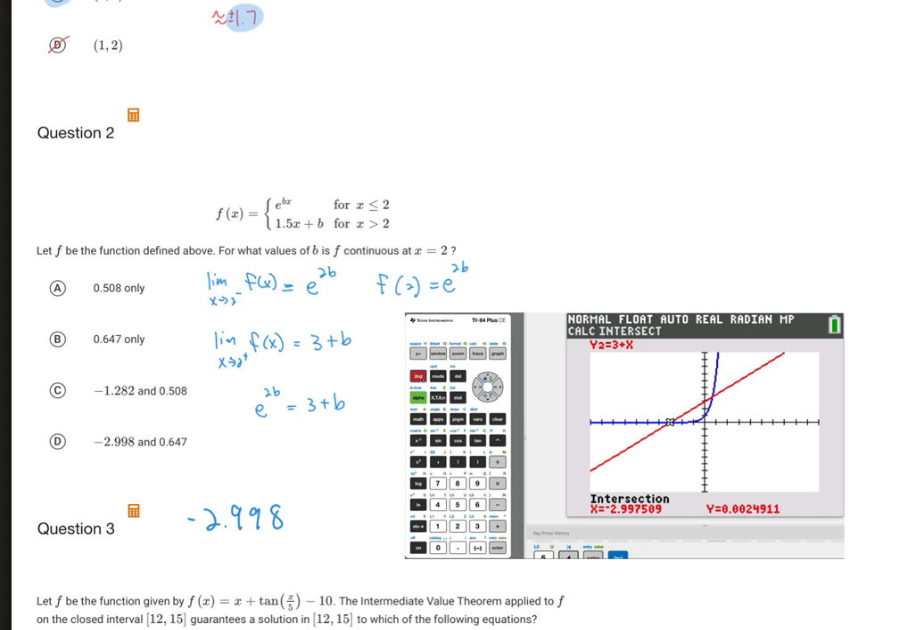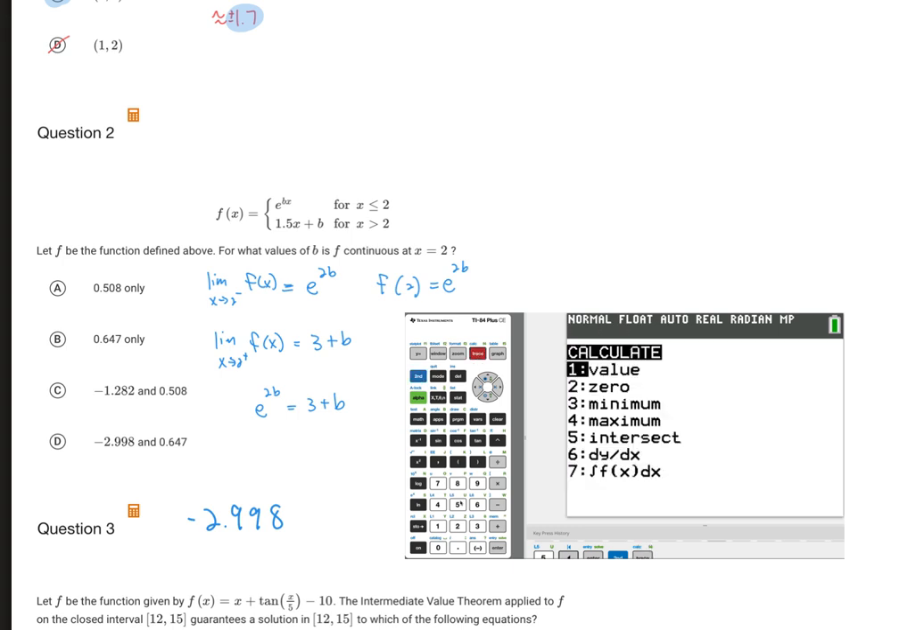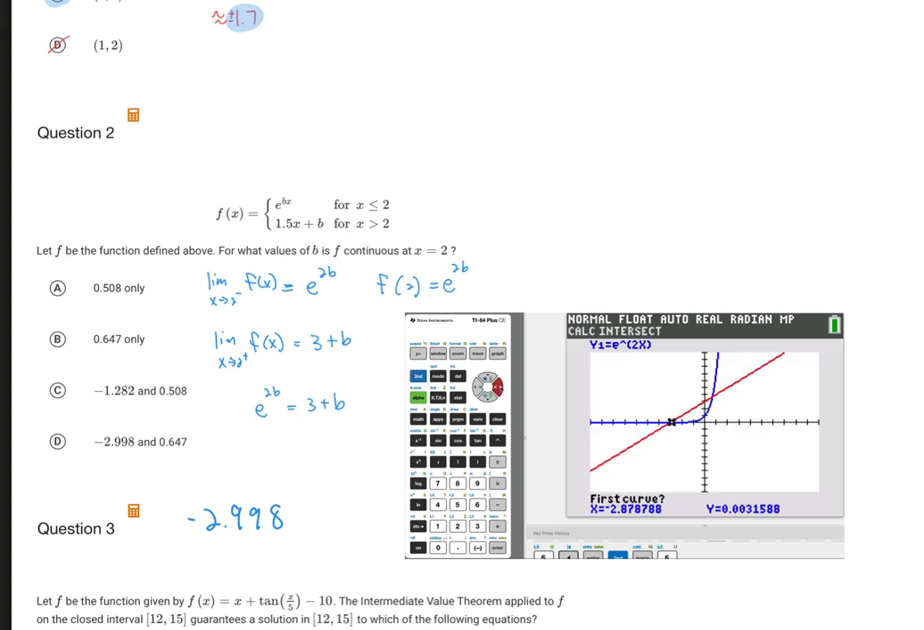So just do second trace again. That'll be calc, and then go down to 5 again. And then we'll calculate the other intersection point. Okay, so hit enter, enter, enter. Boom, and then that's the other intersection point. So 0.646. Oh, 6.47. Okay, and then now we can see this is answer choice D.